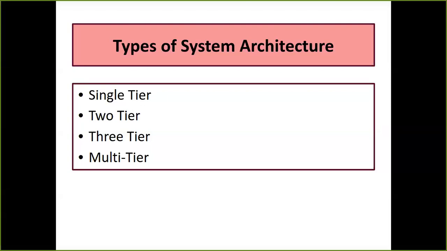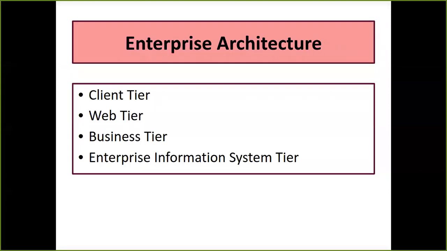Now, when we talk about a basic system architecture, how many possible layers can we create? We can have a system with one tier, one layer. We can have a system application which consists of two tiers, two layers. I can have a system with three layers also, and I can have a system with multi tier, or you can say n tier.